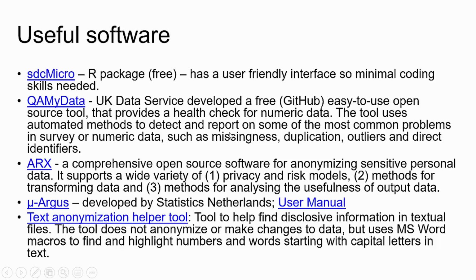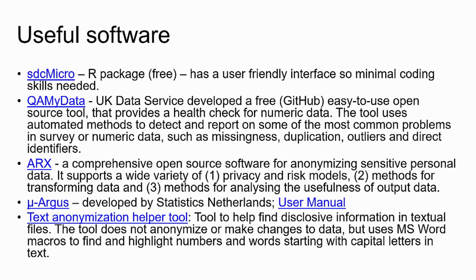Yeah, so we do have a text anonymization helper tool, and this uses MS Word macros. It basically looks through chunks of text that you have and identifies capital letters and numbers, which are often the things that indicate something could be disclosive.